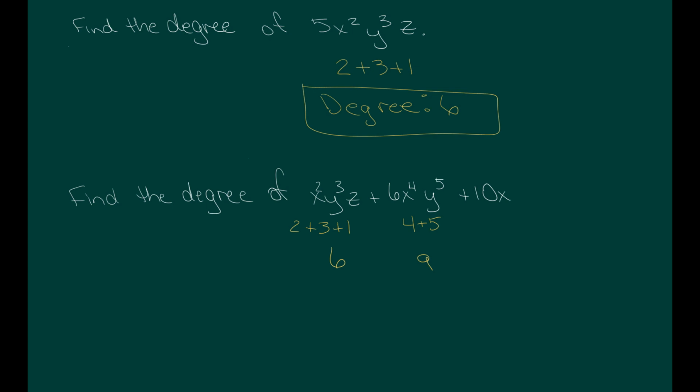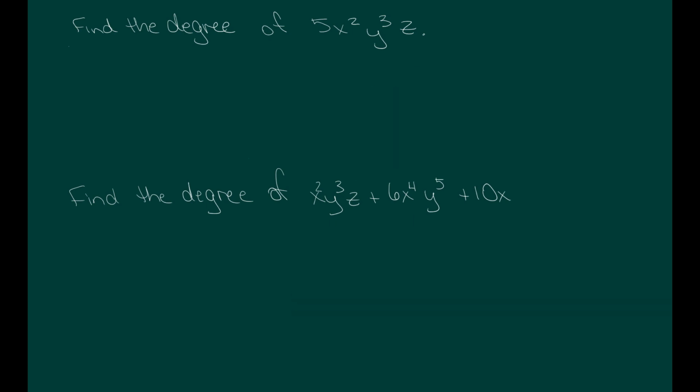And 10x, the x just has a 1, so the degree is 1. So basically, we found the degree of each separate monomial, and you pick the highest of all those. So the degree of this polynomial is 9. You pick the highest. That's how you do it. You do not add them up. You just choose the highest degree monomial.